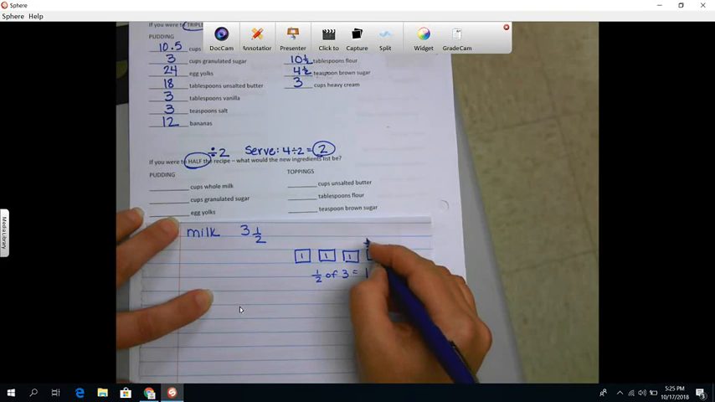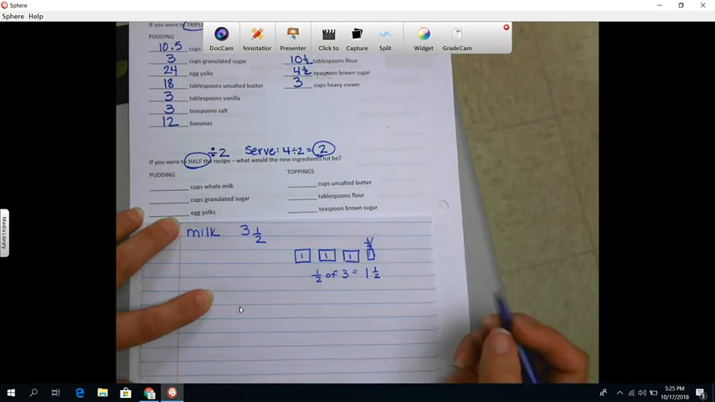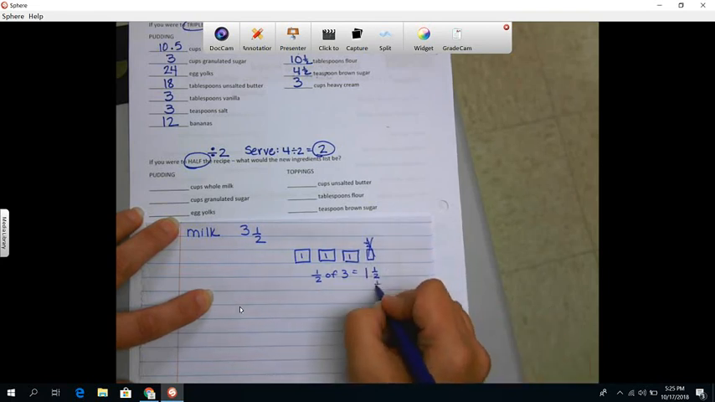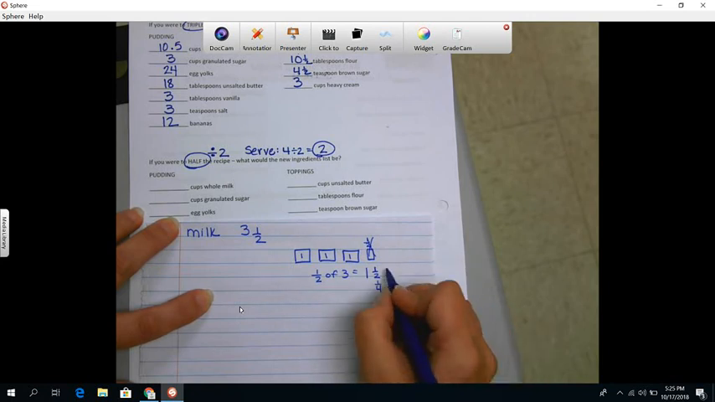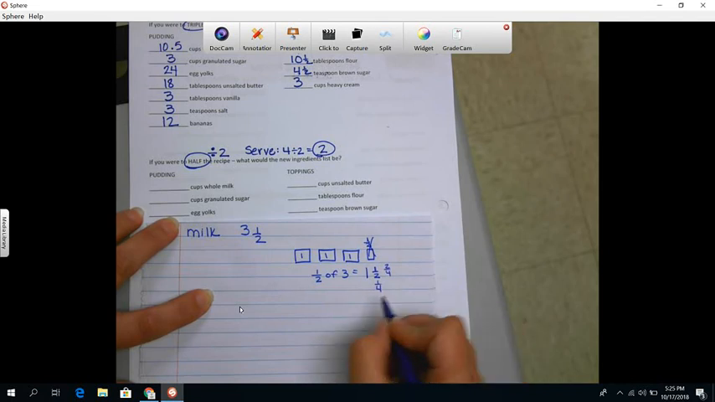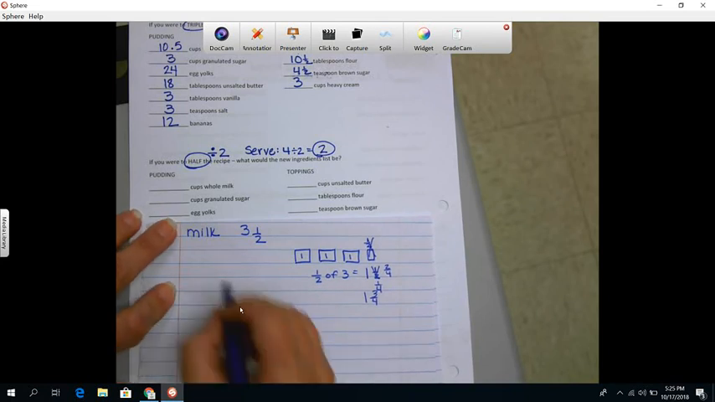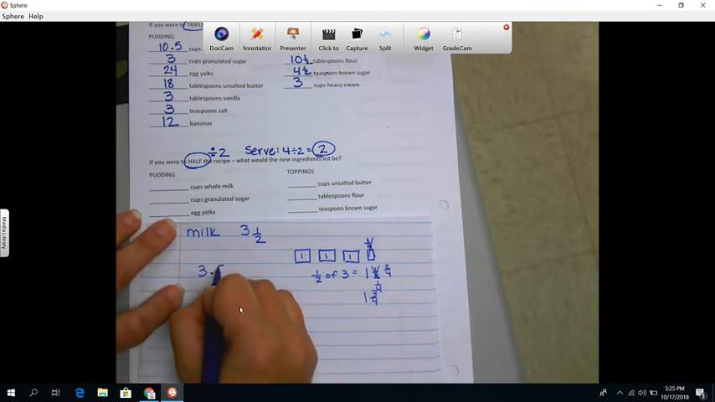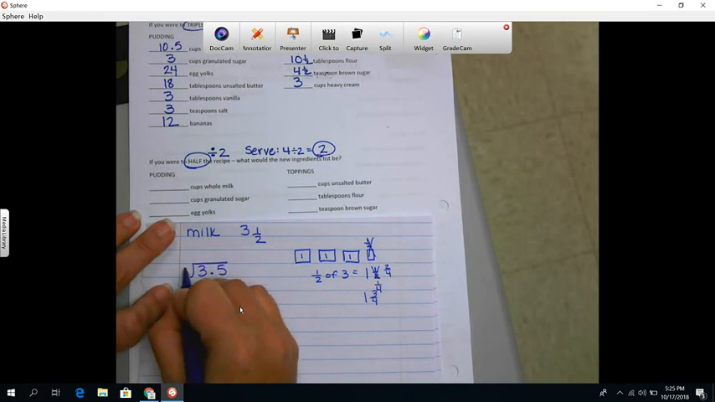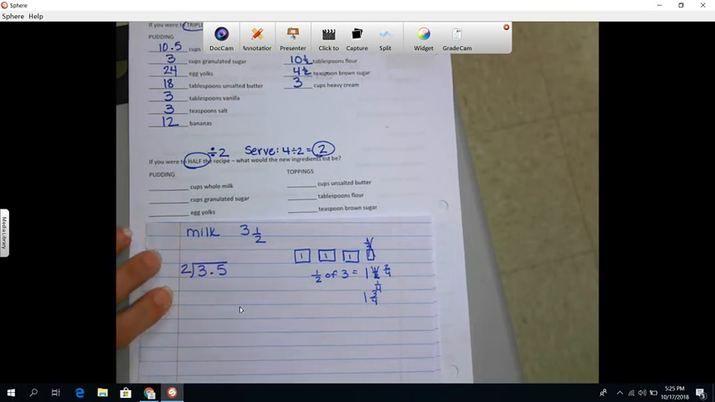Plus, this 1/2, half of a half is a fourth, so I'm going to have to make sure that I know that this is 2/4. So when I add these now together, I would get 1 3/4. But it's sometimes easier to let's just do 3.5 divided by 2 because we know how to do that division.